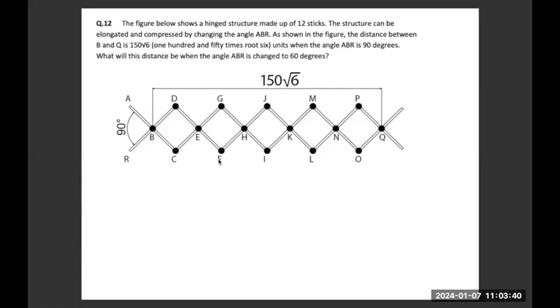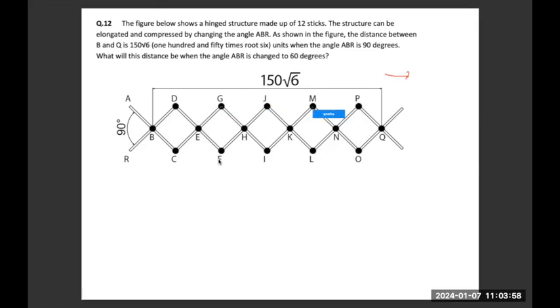You're given 12 sticks. The structure can be elongated. It can also be compressed. It's a hinge structure. These are the hinges.